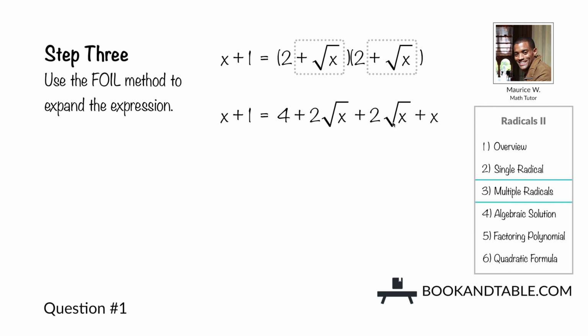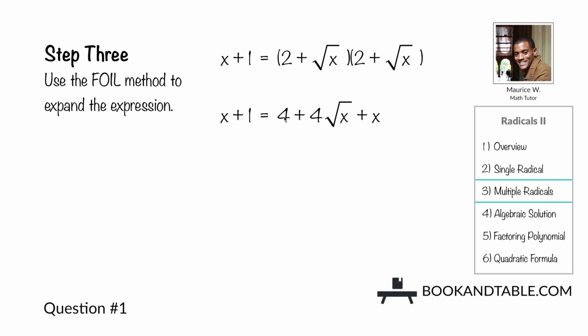Now 2 radical x and 2 radical x can be combined since they are like terms. They have the same term underneath the radical sign. So you combine them by adding their coefficients. 2 plus 2 gives you 4 radical x. So once you use the FOIL method to expand, we wind up with 4 plus 4 radical x plus x. So this is what our equation looks like once our first radical sign is removed.